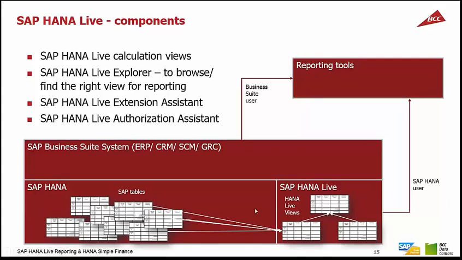To avoid this burden, SAP gives SAP HANA Live views. They connect several tables together and present them as business views. Sometimes several business views are connected together in a bigger business view, and this can be consumed by reporting tools. But SAP HANA Live is not only these calculation views shown here. There are also some other tools that facilitate using these views. One of them, and a very important one, is SAP HANA Live Explorer. It facilitates browsing and finding the right view for reporting for the business user.